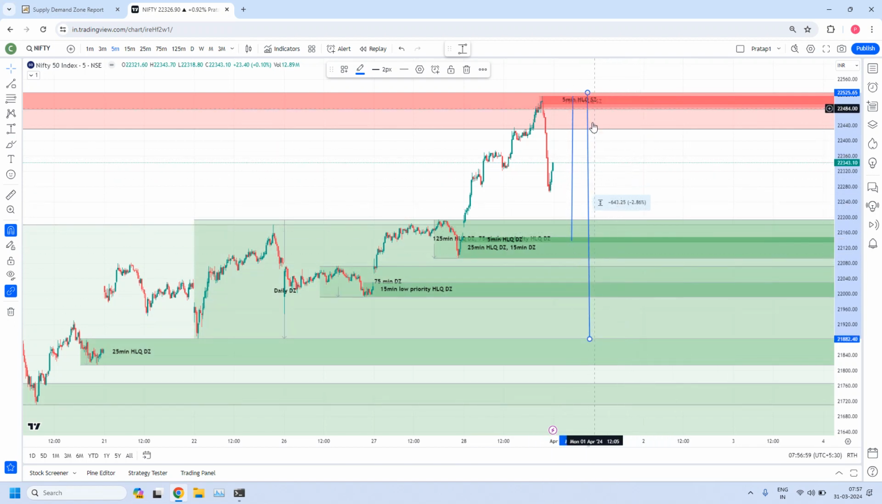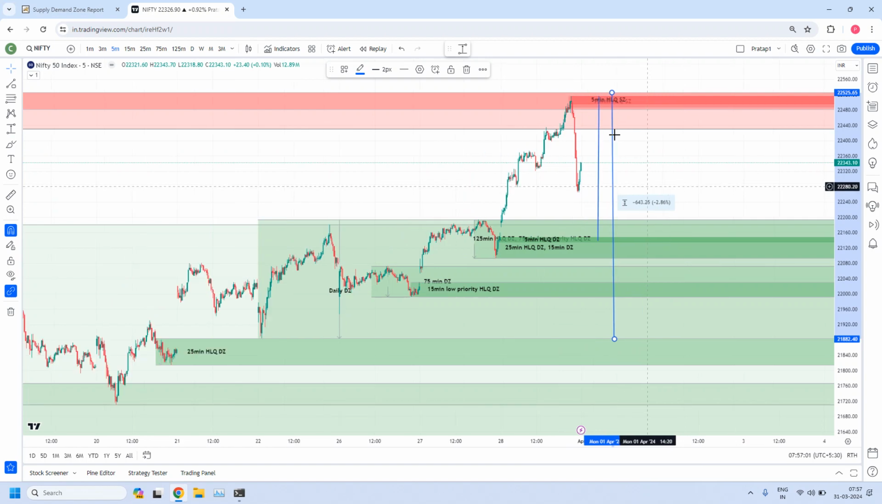But definitely this week the range will be within this area unless this supply zone is violated. In case if the supply zone is violated, Nifty will go to all-time high. If this is holding the prices, Nifty will be moving within this range only for some time during this coming week.